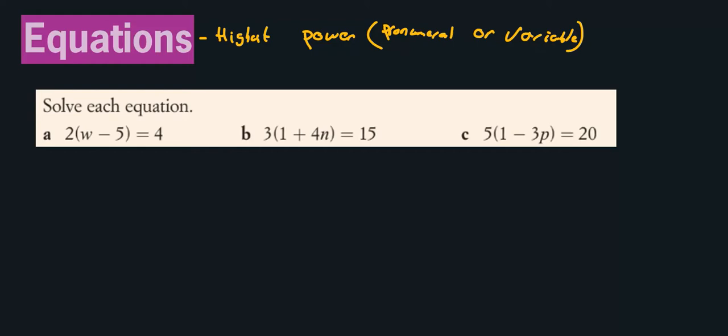Okay, so you can see here that the power is 1. So we call that linear. Say it was w squared, this is quadratic. And say we get w cubed, that is cubic.